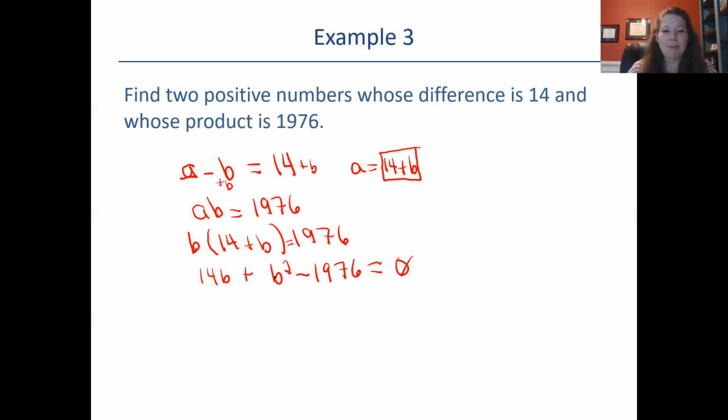Anyway, I'm going to pull my B squared to the front: B squared plus 14B, and then there's our negative 1976 because we subtracted it from this side. Now that's a quadratic. We could guess, right? We could think of two numbers that multiply to 1976 and add or subtract to get 14. But the quadratic formula will eliminate any guessing.